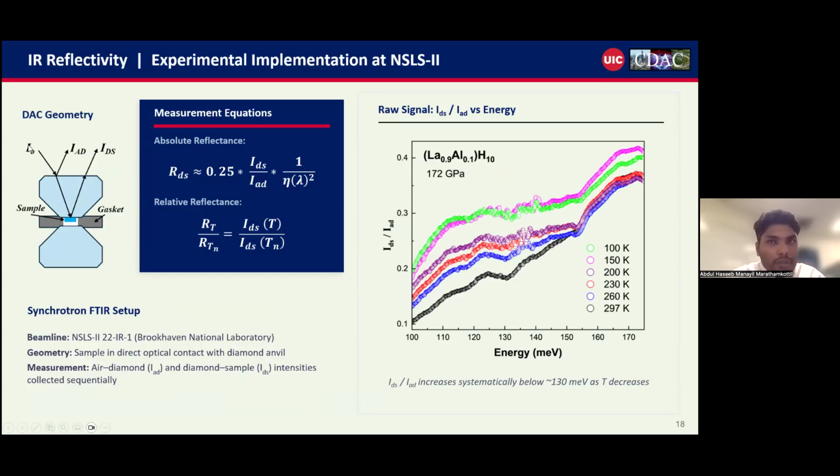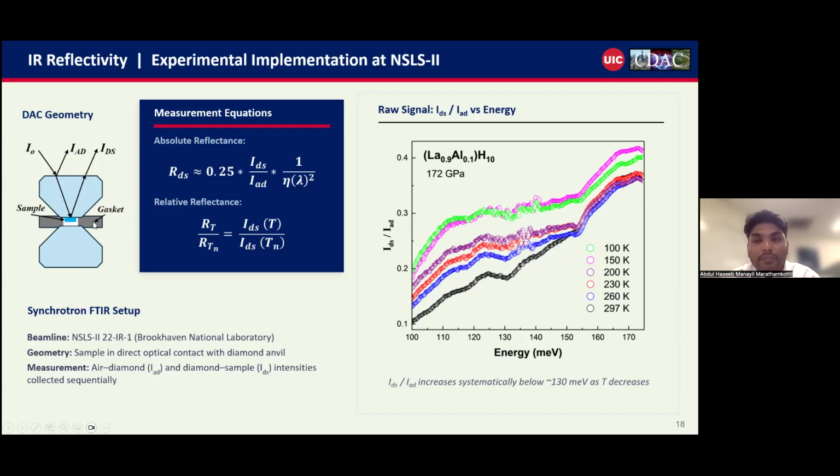So the infrared beam enters through the diamond, and we collect 2 intensities sequentially. First, I_AD. This is the intensity from the air diamond interface. This is our reference, and it depends only on the diamond's refractive index. And the second, the I_DS.